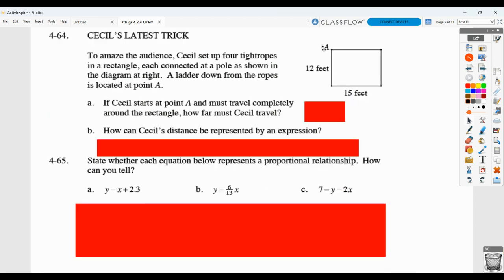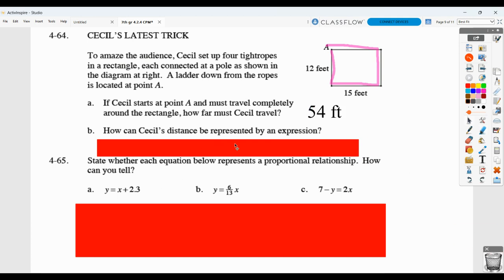Here they're saying that he set up these 4 tight ropes into this rectangle. And if he starts at point A and travels completely around the rectangle, how far does he travel? In other words, what is the perimeter? So 12 plus 15 plus 12 plus 15 is what I should see, giving us an answer of 54.